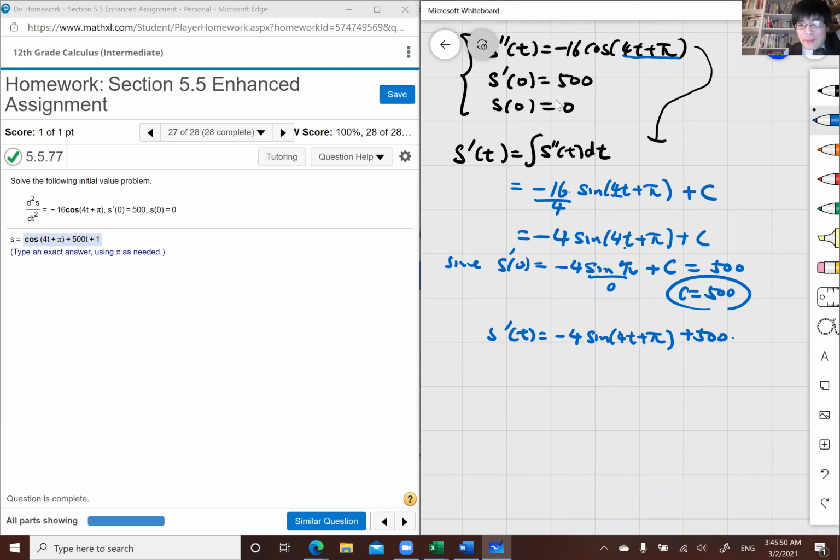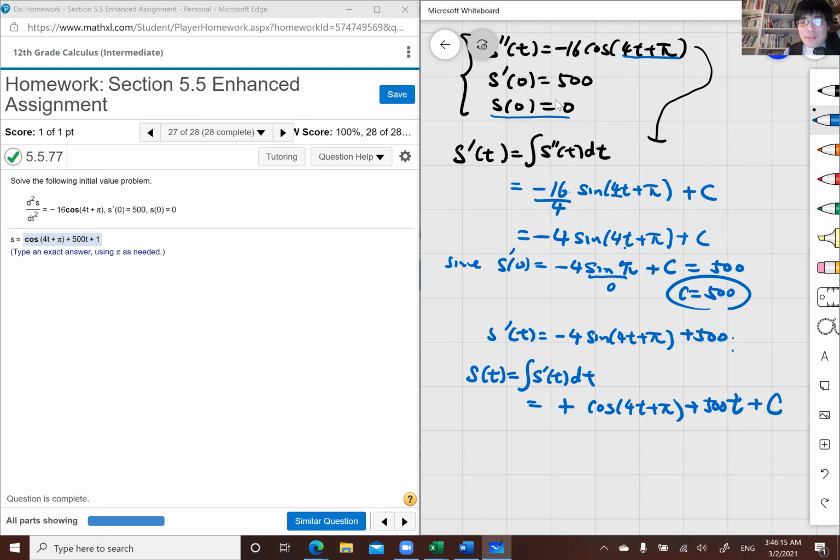Now let's integrate this one once again to find s(t). You can integrate this one. The minus will actually become plus cos(4t + π), plus the integral of 500, which is 500t, plus some constant again.